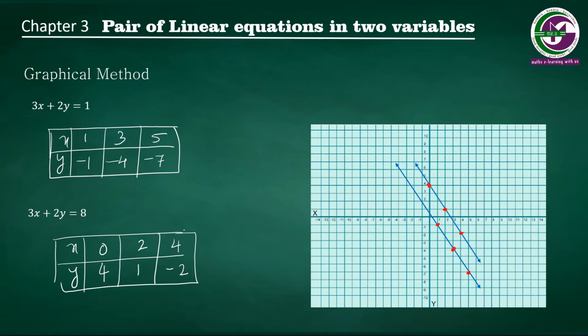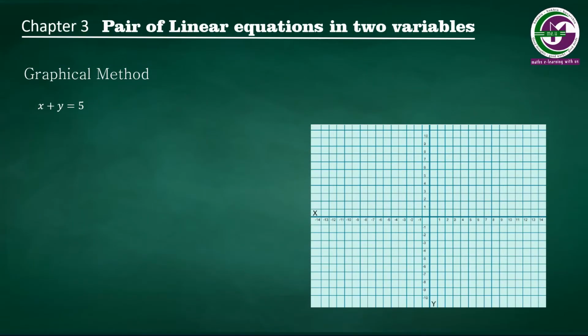You can see here the graph is a parallel graph. Parallel graph. That means there is no intersecting point. The lines are not intersecting. The intersecting point is the solution of the pair of linear equations. Since here there is no intersecting point, there is no solution for this pair of linear equations in two variables. Okay.